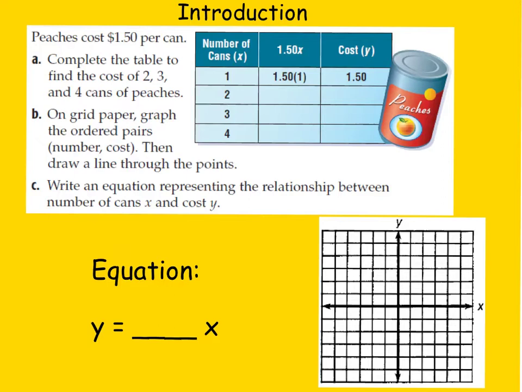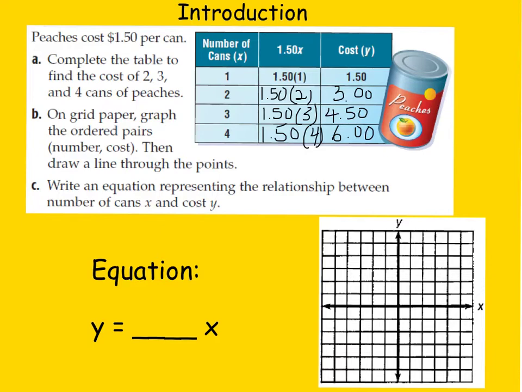Okay, so now in the second column, what we should have is that it costs $1.50 times 2 in order to find the cost of 2 cans of peaches. That would be $3. And then we have $1.50 times 3, which would be $4.50. And then we have $1.50 times 4, which would be $6 for 4 cans.